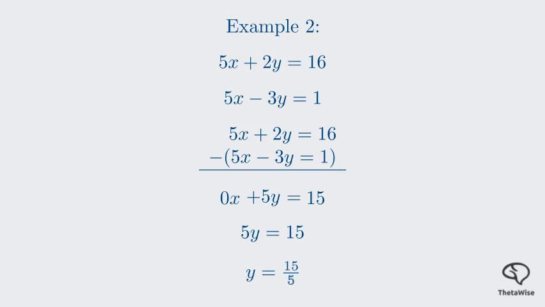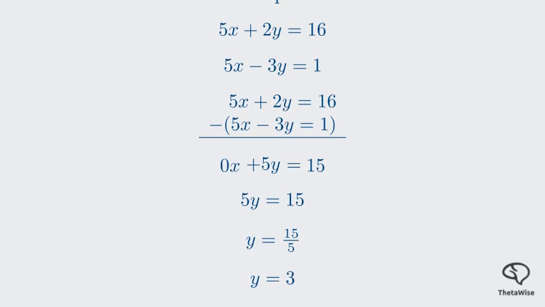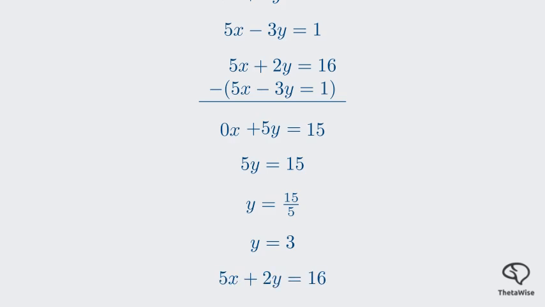Dividing both sides by 5, we find that y equals 3. Now we have our y value. Let's substitute y equals 3 into one of the original equations to find x. I'll use the first one again. The equation is 5x plus 2y equals 16.